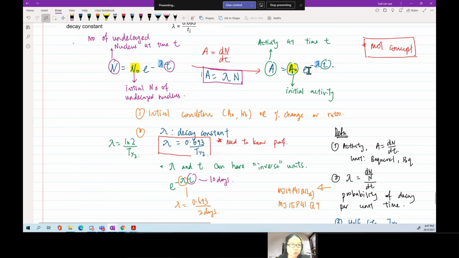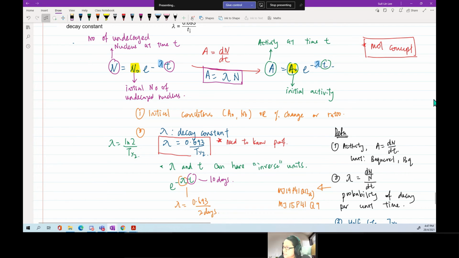Exponent is a very special cookie. You differentiate exponent, you get back exponent. Differentiate exponent again, you get back the exponent. The only thing different is the constant in front. So A naught will be equal to, see the lambda here, lambda comes down, lambda N. So then A naught will be lambda N naught and A is lambda N. Only for exponents, this one works.